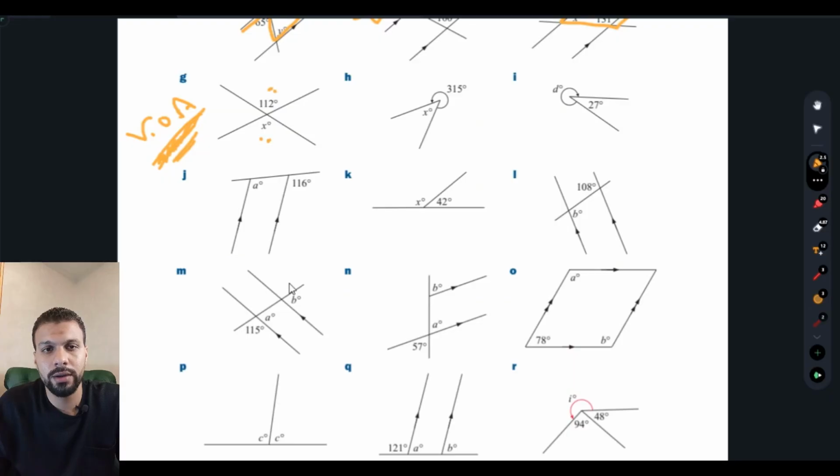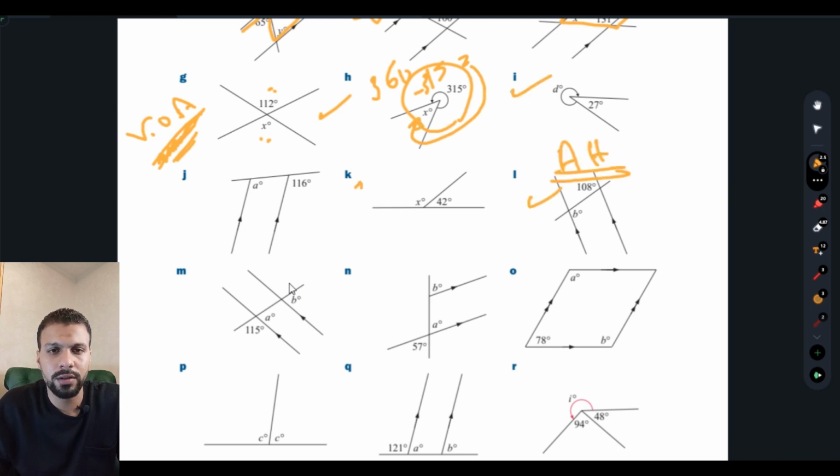x equals 112, then x equals by vertically opposite angles. Okay, this is all of it. The sum equals 360, then 360 minus 315 gives me this x. So easy, the same: alternate, straight line. And this is corresponding. And we can get this all of it, 180.